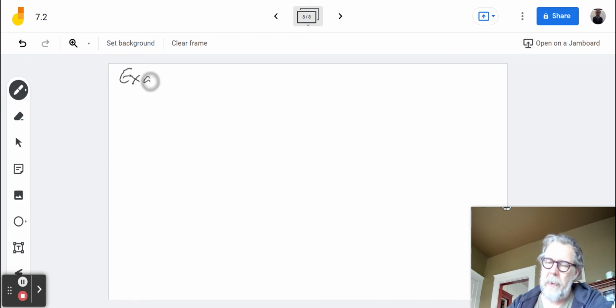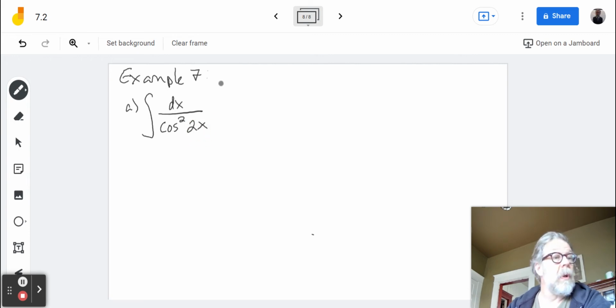which is example 7. And let's look first at the integral of dx over cosine squared of 2x. And notice dx over versus 1 over times dx, of course, the same thing. I probably didn't need to say that, but I will say it anyway. Well, we know that 1 over cosine is secant, so this is the integral of secant squared of 2x dx.